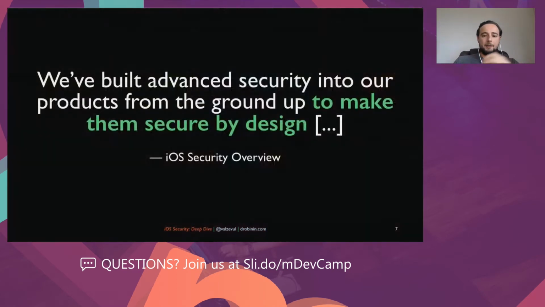Well, Apple themselves, in the iOS Security Overview, the document they publish with every major iOS version, and the most recent one, as far as I know, is 13.4, which they covered in spring 2020. When it comes to iOS, we all are strong believers that it's secure by design, and Apple says we've built advanced security into our products from the ground up to make them secure by design.